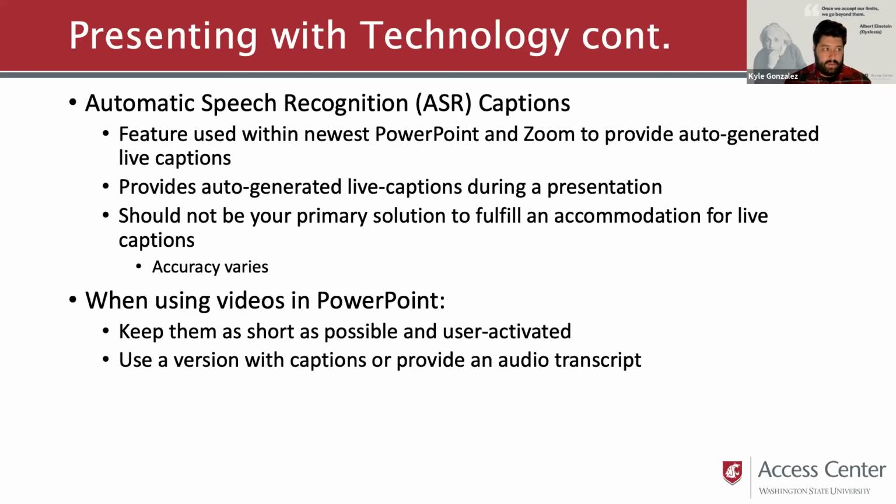And when using videos in PowerPoint, you want to keep them as short as possible, and you want them to be user activated. You don't want to embed something that's just on a loop. Again, mostly for screen readers, that's going to cause all kinds of havoc. And you want to use a version with captions, or again, provide an audio transcript. The best way to do that is finding the source file. So if you find something on YouTube, but it doesn't have captions, if it's from PBS, go to PBS's website, and they probably have a version with captions.